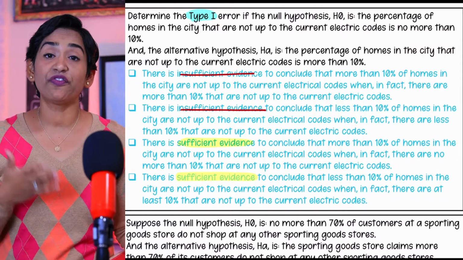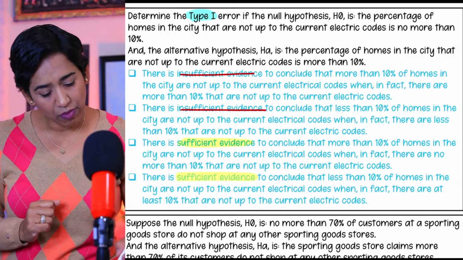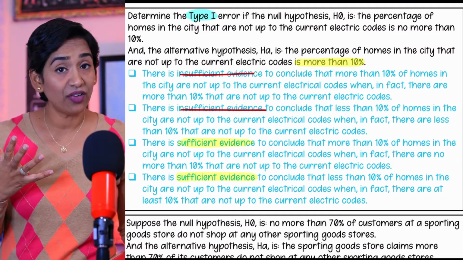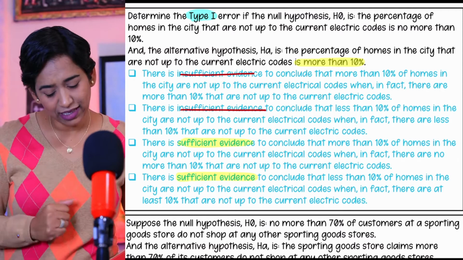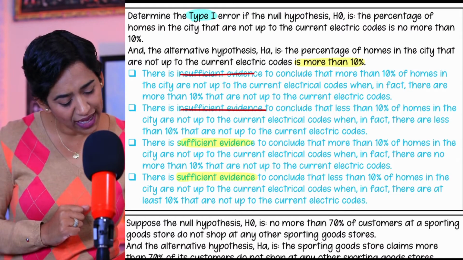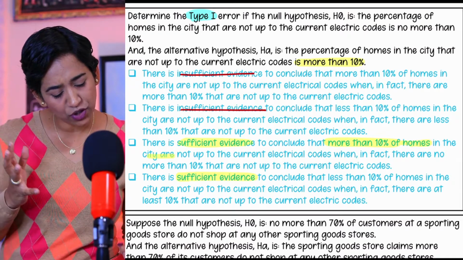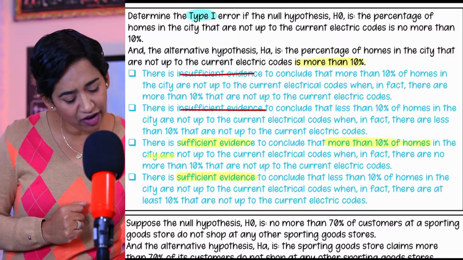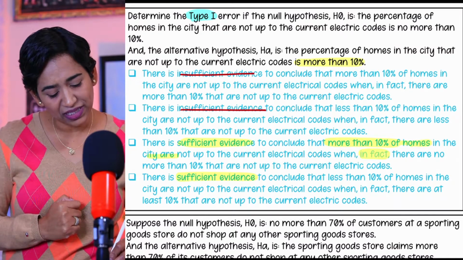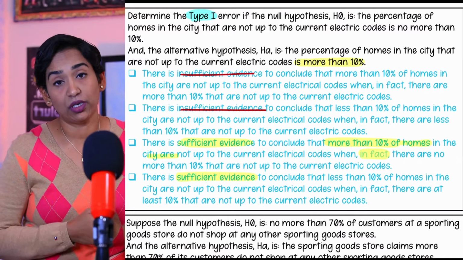Again, what should it say? Sufficient evidence to conclude HA. What is my HA? My HA is electrical codes are more than 10%. But when in fact, that's not the true one. Okay, so let's go ahead and take a look. There is sufficient evidence to conclude that more than 10% of homes in the city are not up to the current electrical code, where in fact, there are no more than 10% that are not up to the current electrical code.